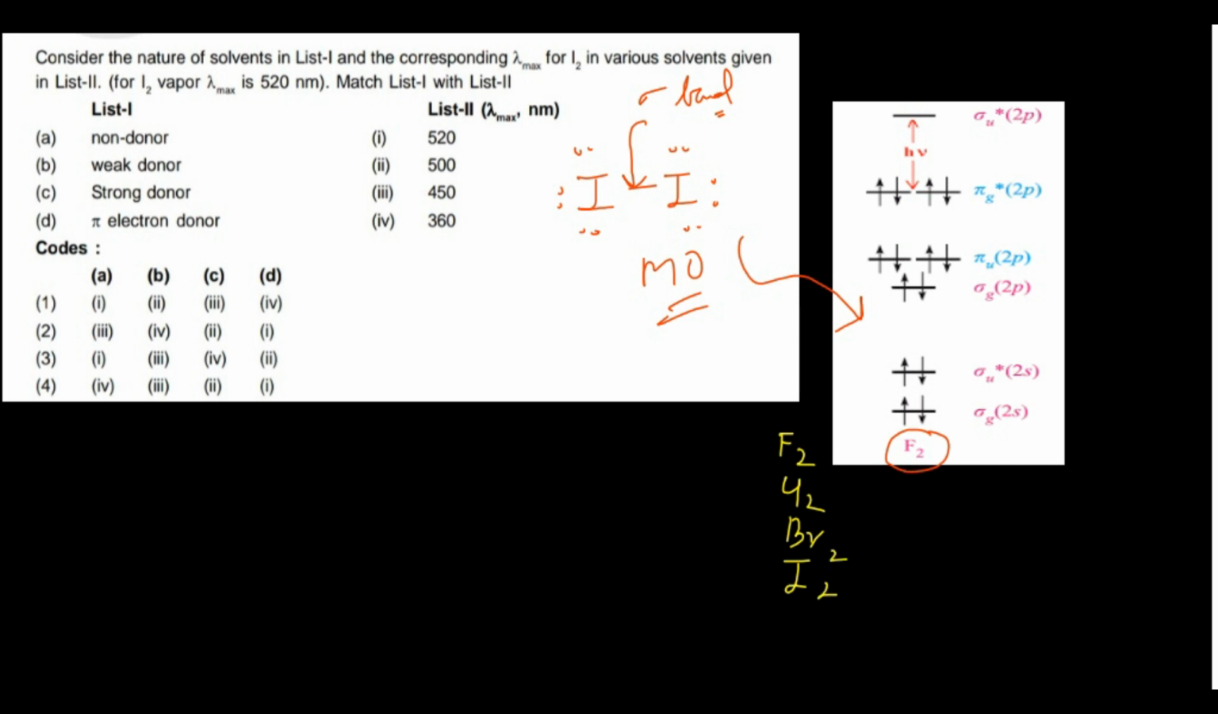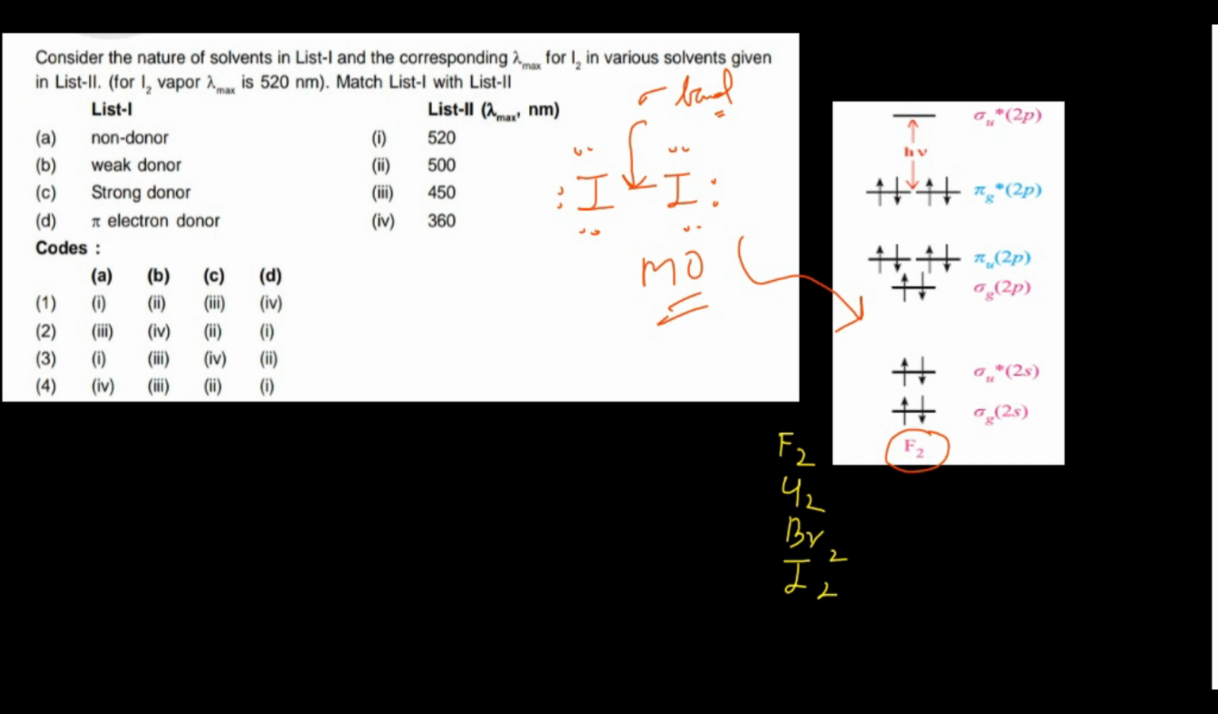Intentionally I have taken this fluorine diagram here, otherwise I could have taken iodine straightforward, but it will not make any difference unless the values of the energy levels are given. So you can see this is the fluorine diagram. If you write I2 here, the only change would be in the principal quantum number, these two values, nothing else. Otherwise the transition would remain the same.